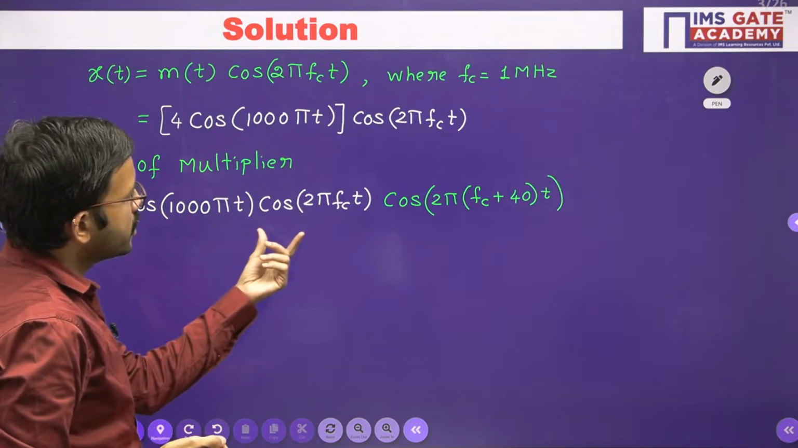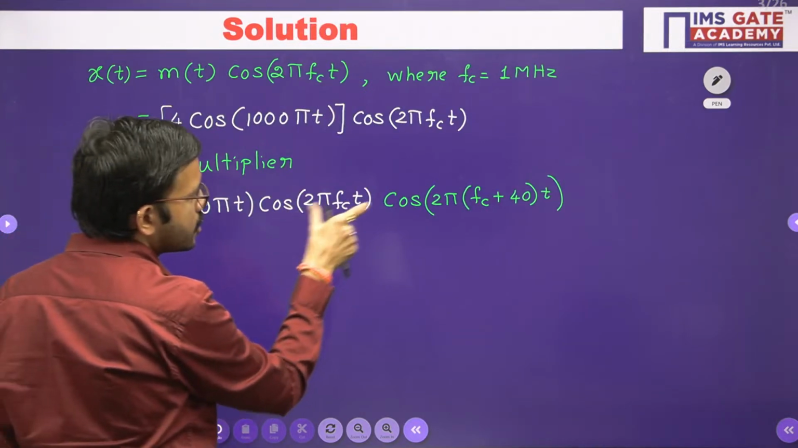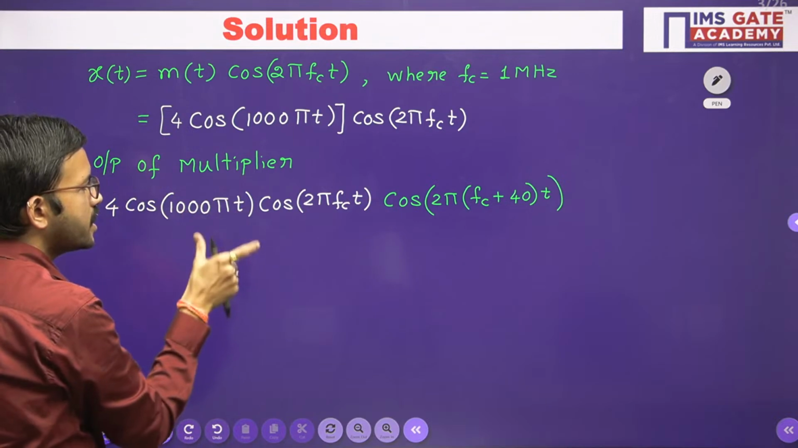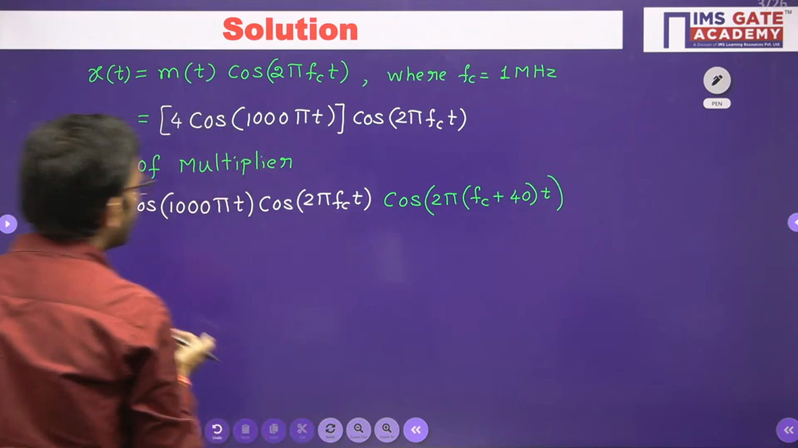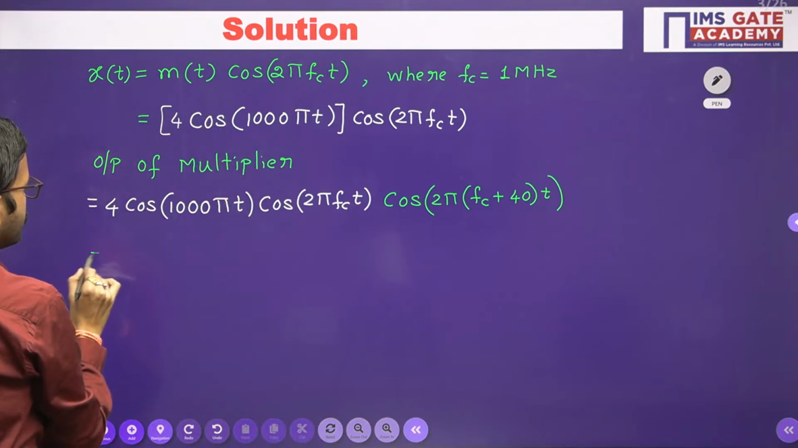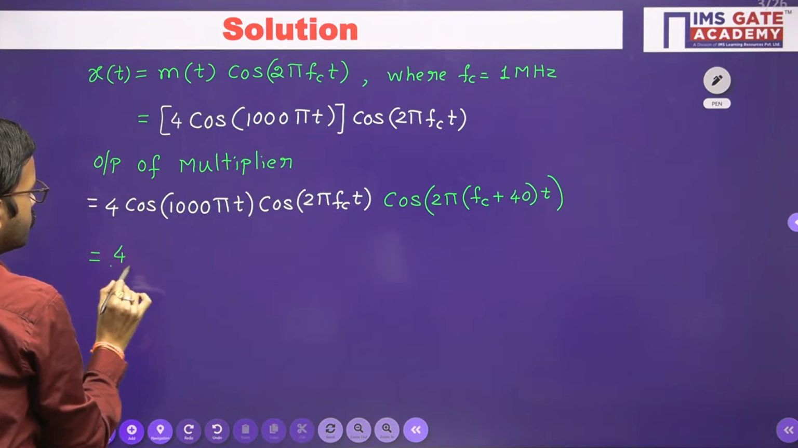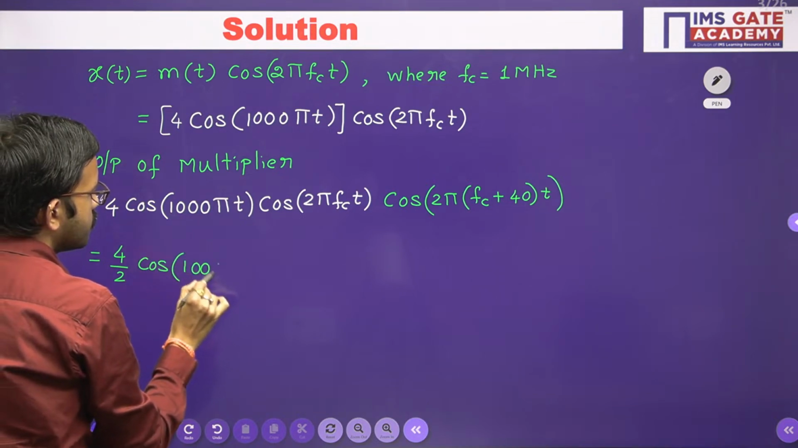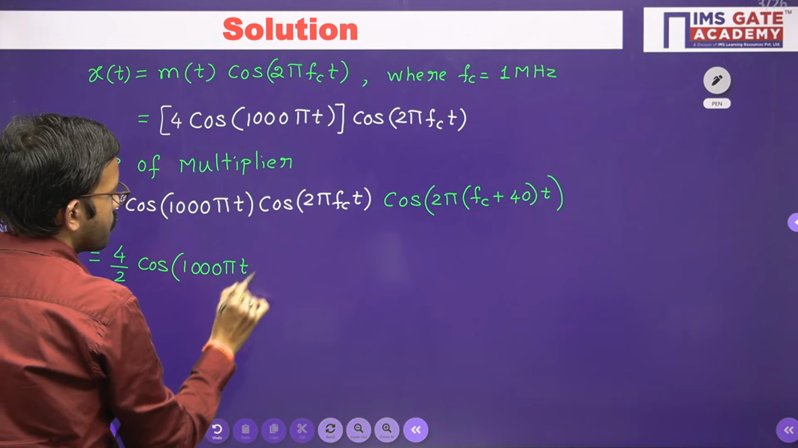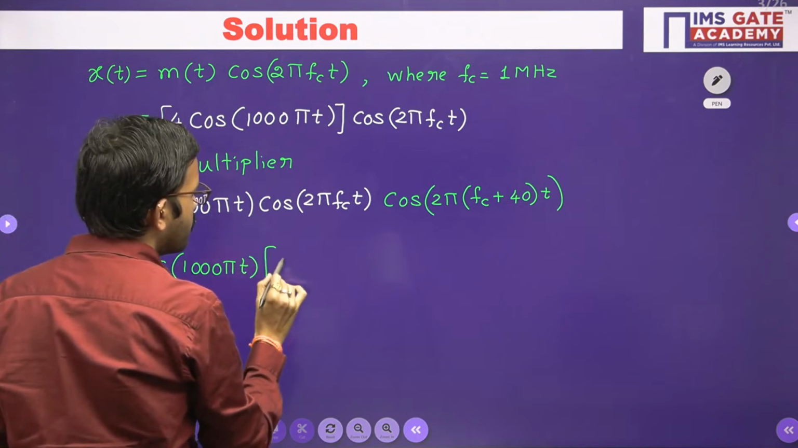Now if you observe carefully, here you are getting the form cos A cos B. Regarding this term, we will see later, but for the time being, just observe that you have the cos A cos B format. So multiply and divide with 2. Here I divide with 2 and here I am multiplying with 2.